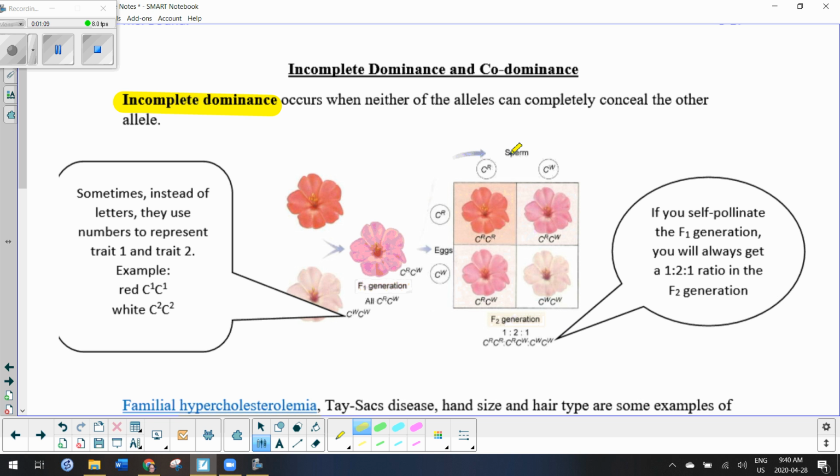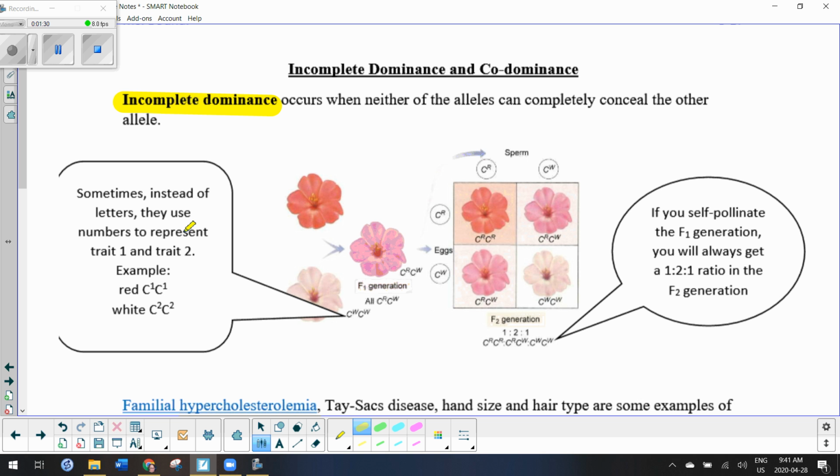The example we have here are flowers. In this example, you have a red and a white flower. Now, if you mix a red and a white flower, you can get pink flowers. Okay, so that is showing you incomplete dominance because the red does not overtake the white.